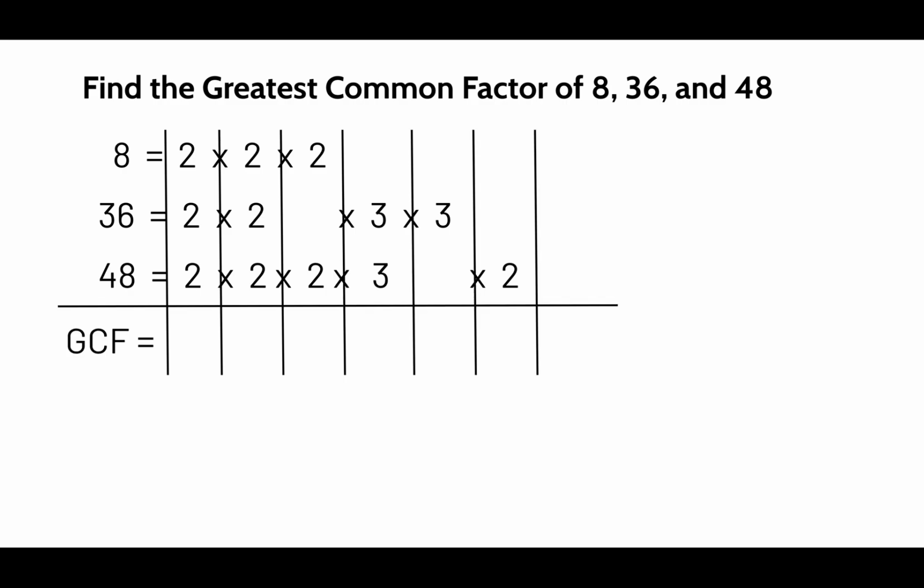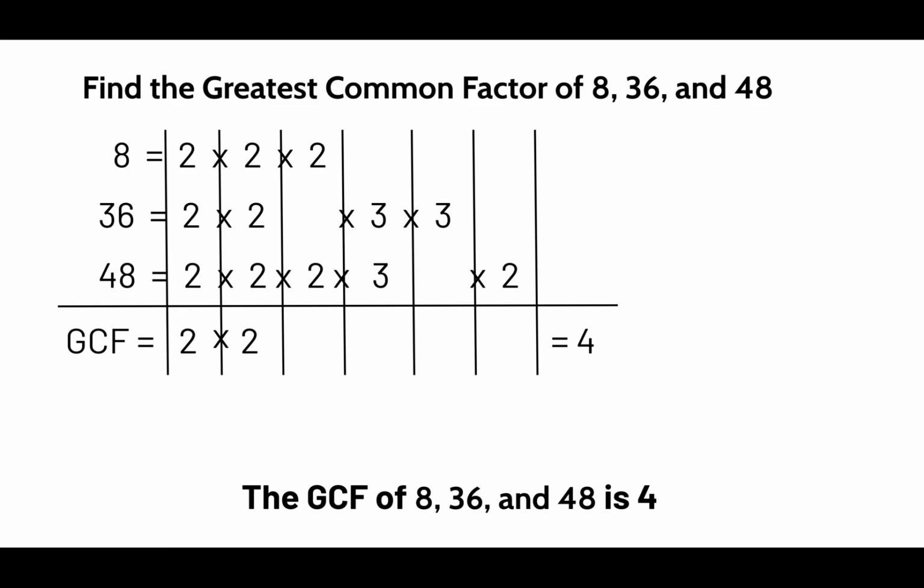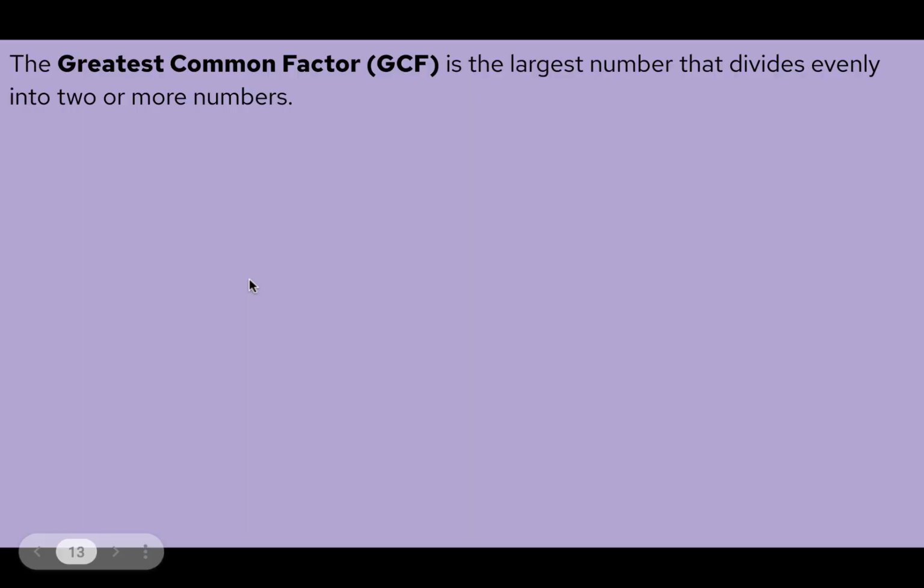And to find the GCF, this time the entire column has to be full. So see how this is completely full? So I can bring down the 2. And then I'm going to multiply that by, and this is also full, so I can bring down another 2. But this one is not full. This one is not full. It's missing up here. Not full and not full. So the GCF is 2 multiplied by 2, or 4. So the greatest common factor of 8, 36, and 48 is 4. Again, remember that the column has to be completely full to bring it down.